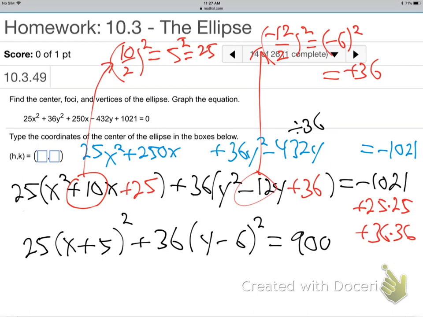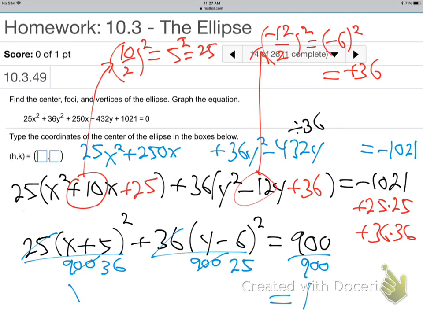Now, what do we got to do? Final step to give it the right look: divide by the 900. We've got to get a 1 over there. When you see that 900, don't you feel like this is working out? That's a good number. If you got like 812 or something, you'd think you made a mistake somewhere. So 36 into 900 is 25, and 25 into 900 is 36. X plus 5 squared over 36, y minus 6 squared over 25 equals 1.